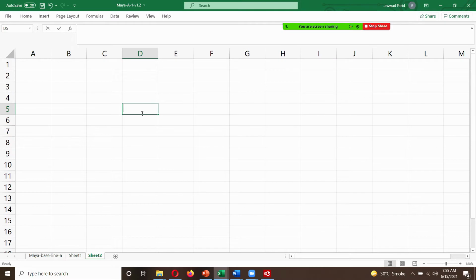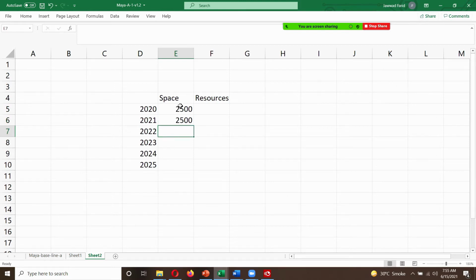So let's say this is 2020, 2021, 2022, 2023, 2024, 2025, and this is space and this is resources. So you buy 2,000, 2,500 square feet of space, and that is enough for the first 2 years. But in the third year, you have to suddenly jump to 6,000 because you are a wild success. And then in your fifth year, you have to jump to 15,000 square feet.